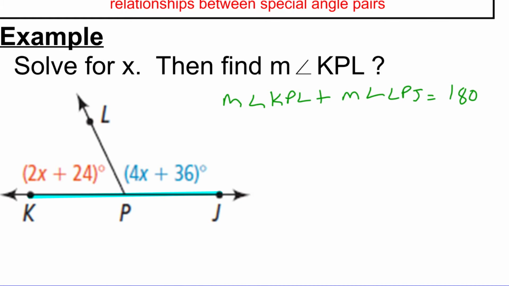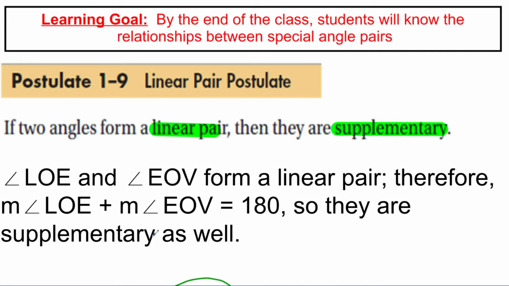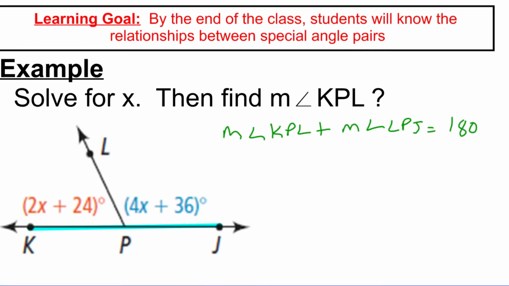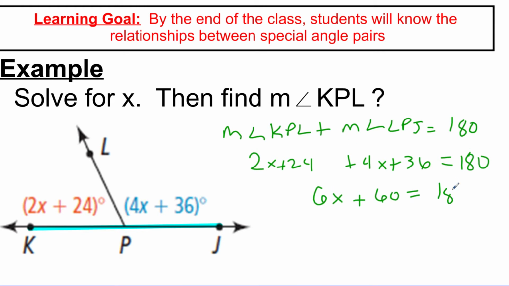And if someone were to ask why, I would say, well, the linear pair postulate says if 2 angles make a straight line, then they are supplementary, which means they should add up to 180. So I'm going to say that 2x plus 24 plus 4x plus 36 should equal 180, and then I can just do the algebra. So 6x, when I add these two together, it looks like I get 60 equals 180.